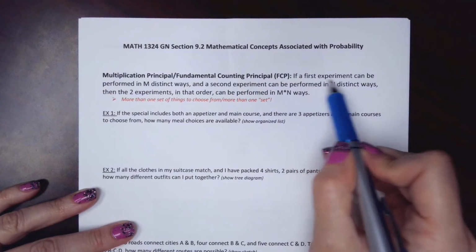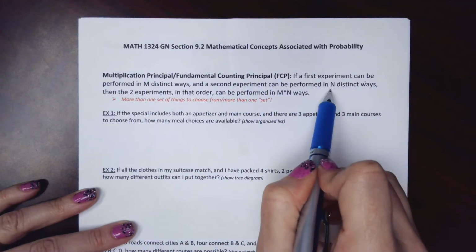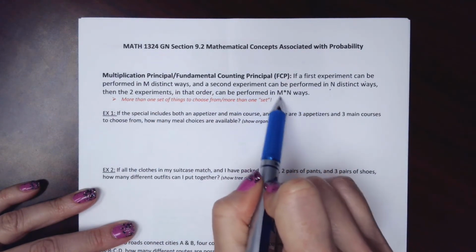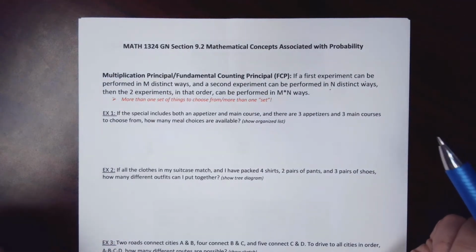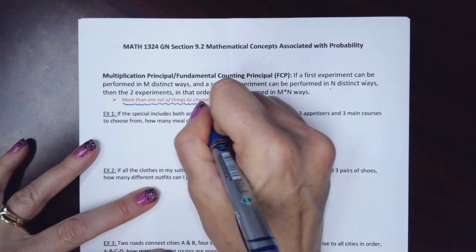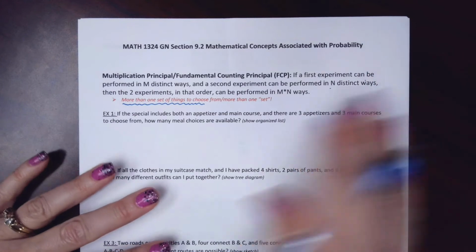It tells us that if a first experiment can be performed M ways and a second can be done N ways, then the two experiments in that order can be performed M times N ways. Now, when I'm choosing to use the fundamental counting principle, I do this because I have more than one set of choices. So, let's just do some examples.